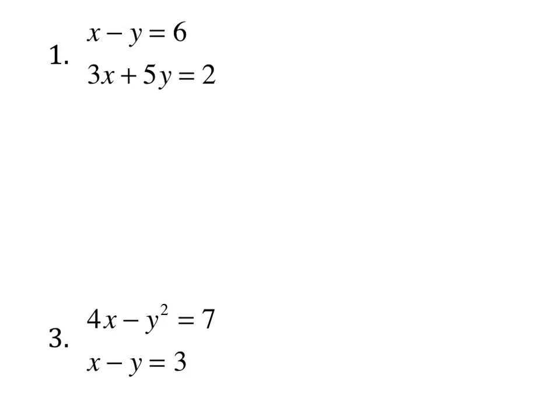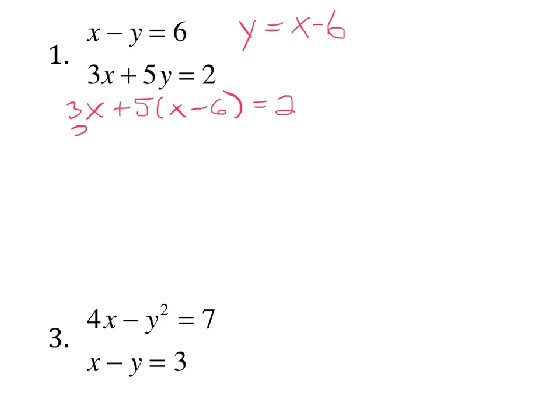For the first few problems in the Chapter 7 review sheet, we want to use substitution to help us solve the system of equations. For number 1, it looks like the x would be the easiest variable to isolate. So we can move the y to the other side and then subtract the 6. So we have y equals x minus 6.